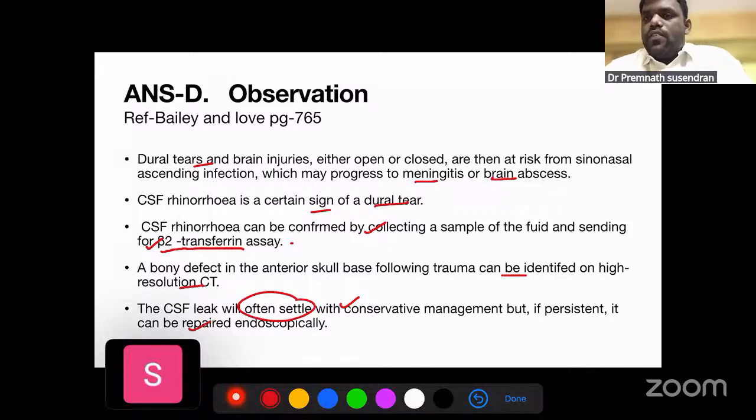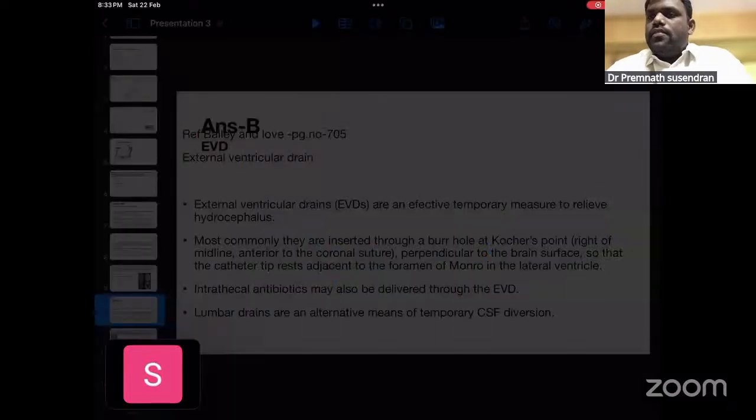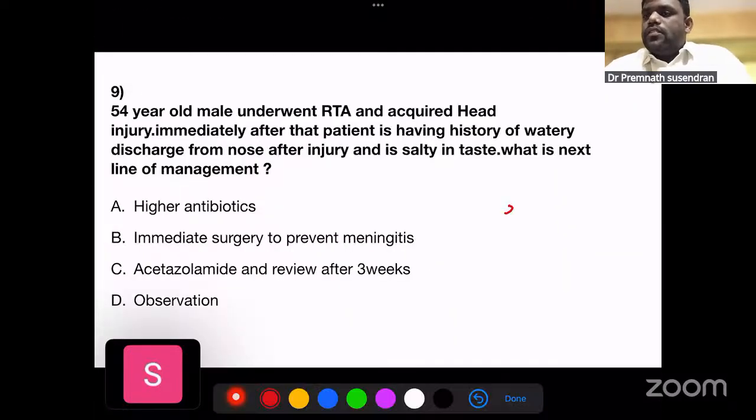Okay. So these are other options. These higher antibiotics, acetazolamide, can be given as a next step. The first step is usually observation as for theoretical purpose. But in clinical practice, we are not doing observation. We will start with antibiotics and acetazolamide. But for MCQ purpose, it's always observation. It's what the book says.